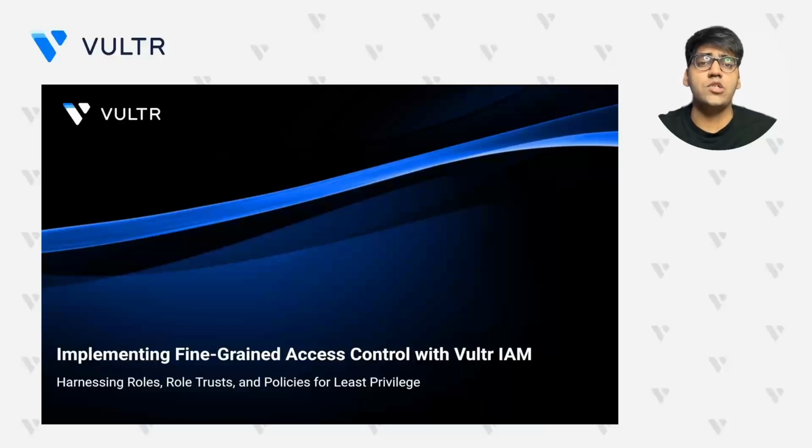As your infrastructure grows, managing access isn't just about giving permissions, it's about controlling them with precision. You need a way to define who can do exactly what, while still keeping things flexible and secure for both users and automated systems. Vultr IAM enables this through fine-grained access control using roles, role trusts, and permission policies to help you enforce least privilege access without adding unnecessary complexity.